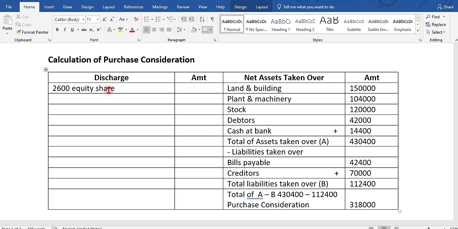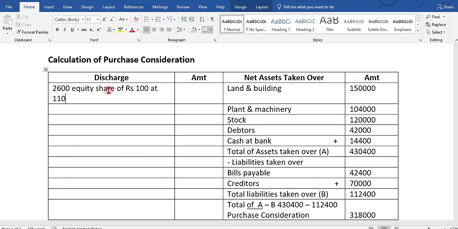That means 2,600 equity shares, the value of an equity share was rupees 100, at 110 per share. That means 2,600 multiplied by 110, so the amount is 2,86,000.